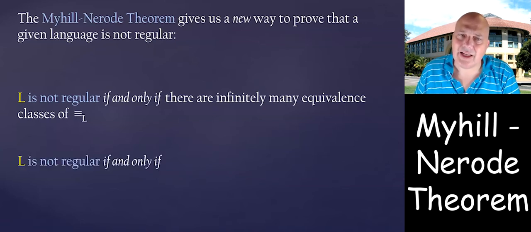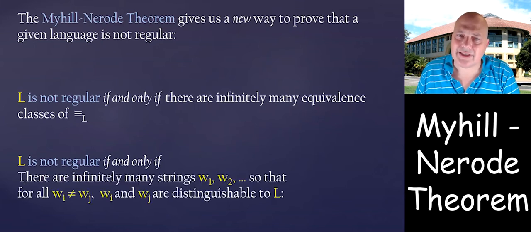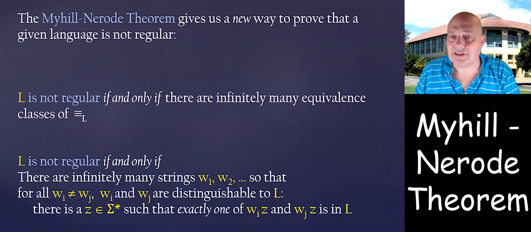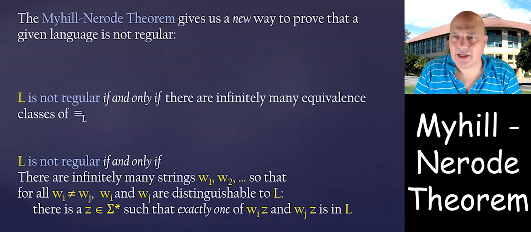And this means that L is not regular if and only if there is a sequence of infinitely many strings, W1, W2, W3, and so on, such that for every i different than j, Wi and Wj are distinguishable to L. So there is a Z such that exactly one of WiZ and WjZ is in L. So this means that each one of these Wi's is in a different equivalence class than all the other Wi's in this sequence.